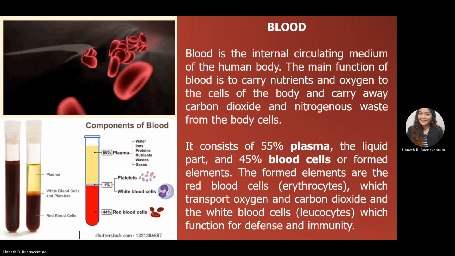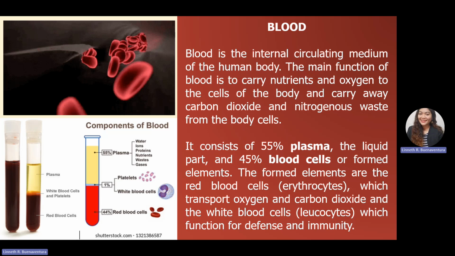Okay. So, what is blood? So, blood is the internal circulating medium of the human body. The main function of blood is to carry nutrients and oxygen to the cells of the body and carry away waste products such as carbon dioxide and nitrogenous waste from our body cells. So, the blood consists of 55% plasma, the liquid part, and 45% blood cells or formed elements.